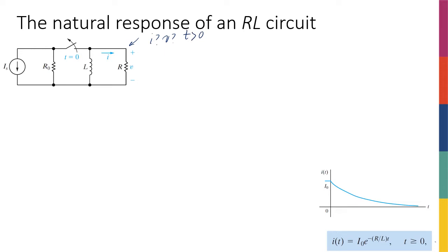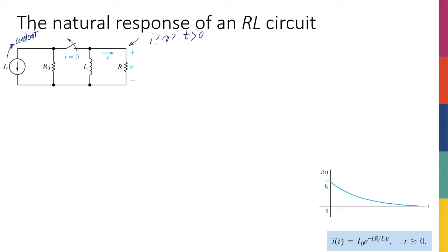Okay, so the circuit is quite simple. It has a current source Is that is a constant value. It has a couple of resistors and one inductor. The only thing that might be a little bit new to you is the symbol of the switch and the annotation of t equal to 0.